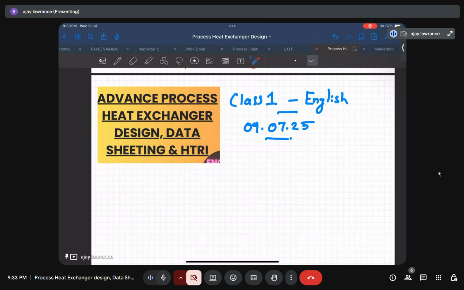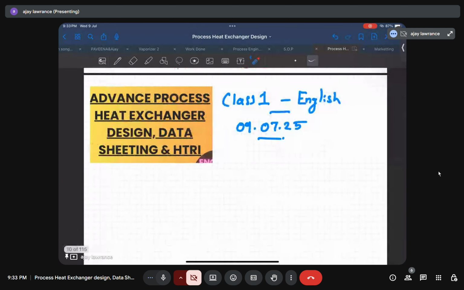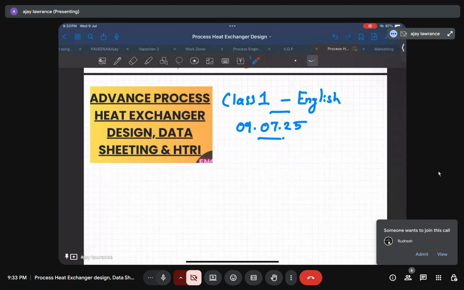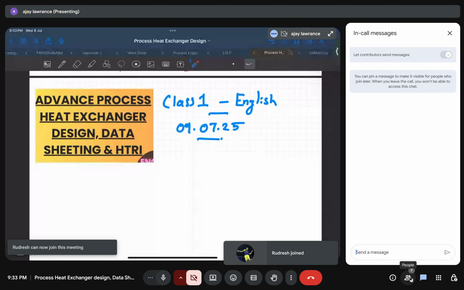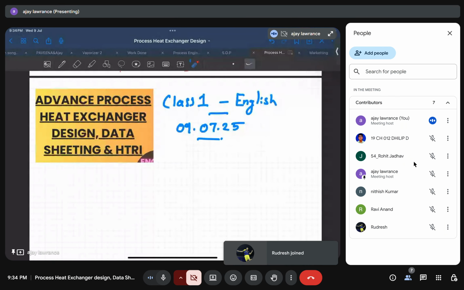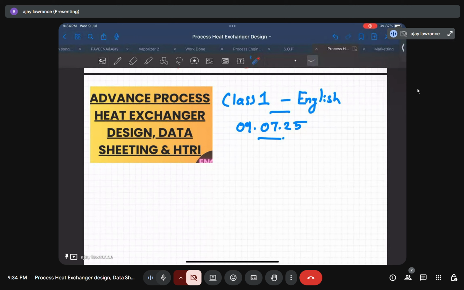Before getting into the heat exchanger design, we need to know certain basic things, certain basic terminologies and certain basic concepts to understand how this works. So yes, Dilip, Rohit, Nitish, Ravi, Rudresh. Okay, fine. Before getting into this, we should know how this thing works.